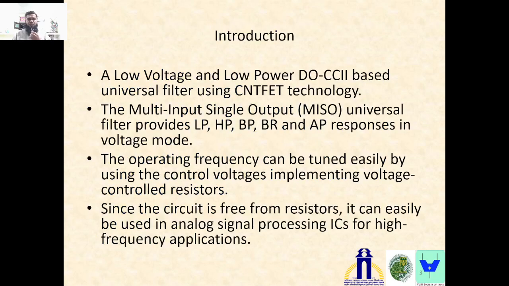So introduction: a low voltage and low power dual output second generation current conveyor based universal filter using CNTFET technology is presented in this paper. The multi input single output, that is MISO universal filter, provides all the responses like low pass, high pass, band reject, and all pass responses in voltage mode. The operating frequency can be tuned easily by using the control voltages, implementing voltage controlled resistors. Since the circuit is free from resistors, it can easily be used in analog signal processing ICs, or you can say integrated circuits for high frequency applications.